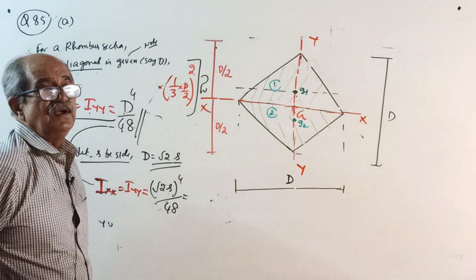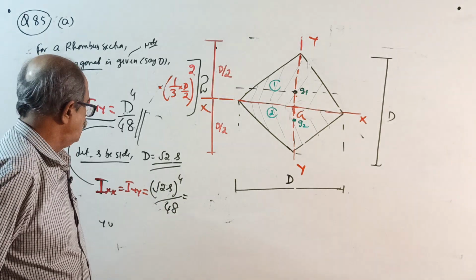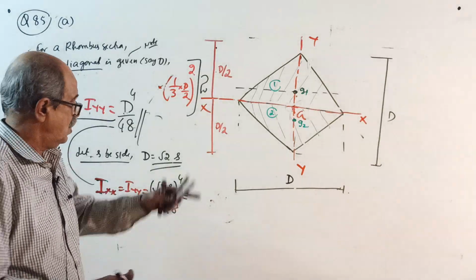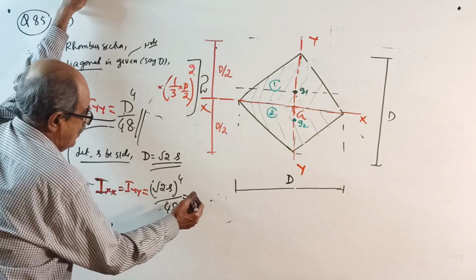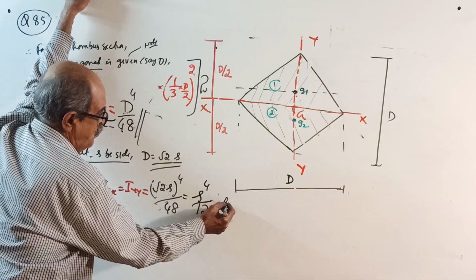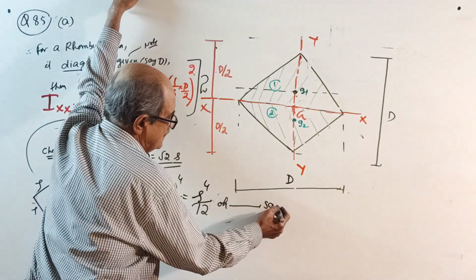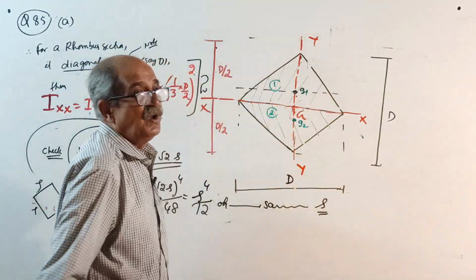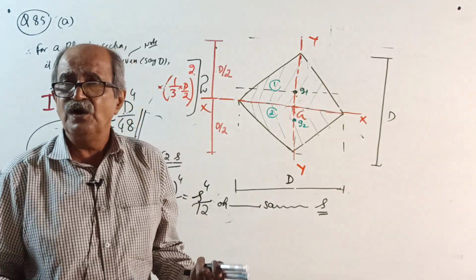root 2 power 4 is 2 into 2. Root 2 power 4 is 4. 4 by 48 is 12, so it is equal to s power 4 by 12. Oh, same answer as we got when we considered side s. See, when we considered side s also we got same answer.